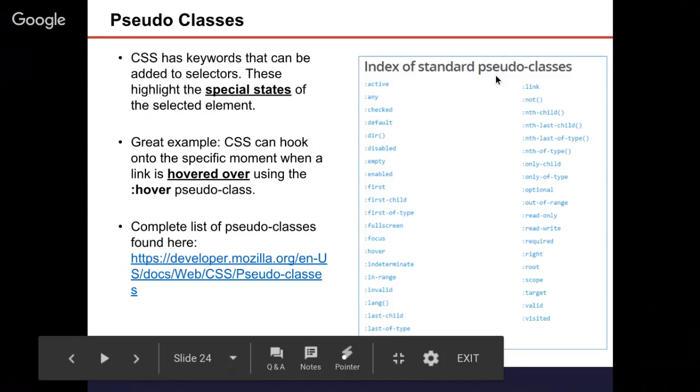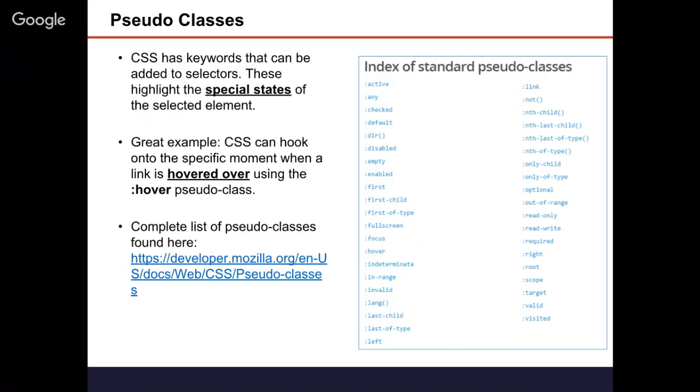So you have all of these. So first child, can anyone guess what that one does? It selects the first child. So if you do P colon first child, if you do div / my div colon first child, it would select the first child inside that div. So if the P, it would select the first P inside that div.